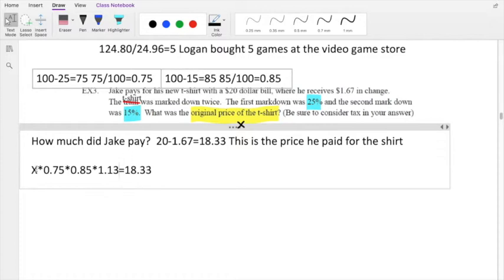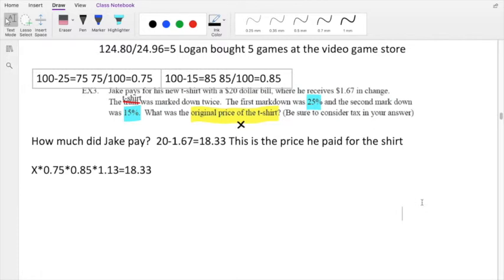So if you look here, we have X, which is our original price, 0.75 first discount, gets plugged in right here. 25% off means we're paying 75%. Then it gets marked down again at 15%, and then we get tax on it, which is 1.13, which equals this. So let's just multiply these three numbers together and see what we get.